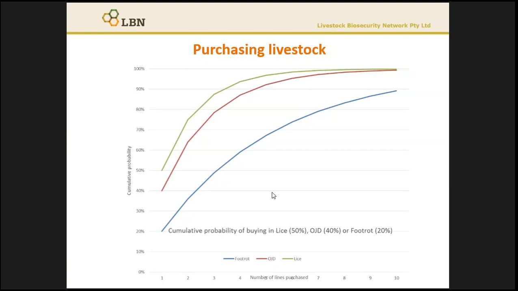So the consequence of acquiring any one of these diseases, and it doesn't actually matter whether it's lice, JD or footrot or some other disease, depends on the current status of your flock. So whether you've got the disease on your place already or not, and what your business model is. Are you trading lambs? Do you have a stud enterprise? Are you a wool or a meat producer? And basically the same principle as for purchasing livestock can be applied to other activities you undertake on your farm. What is the risk and what is the consequence of doing that activity?